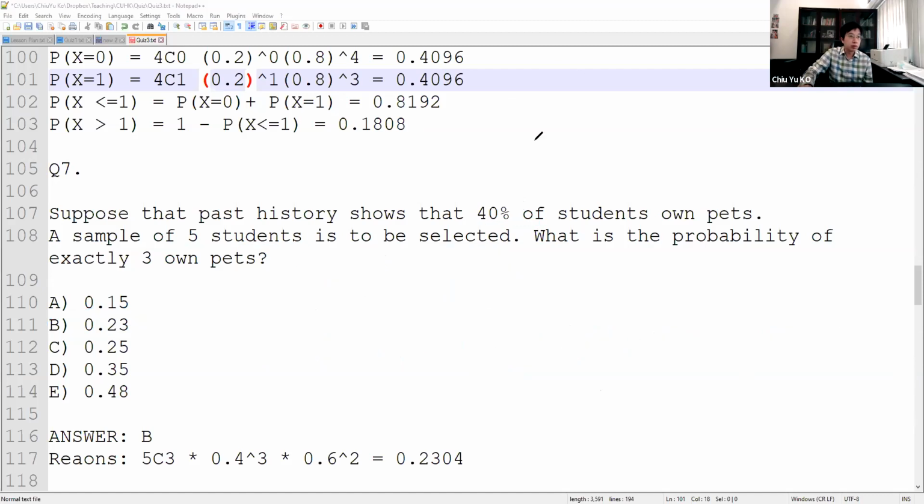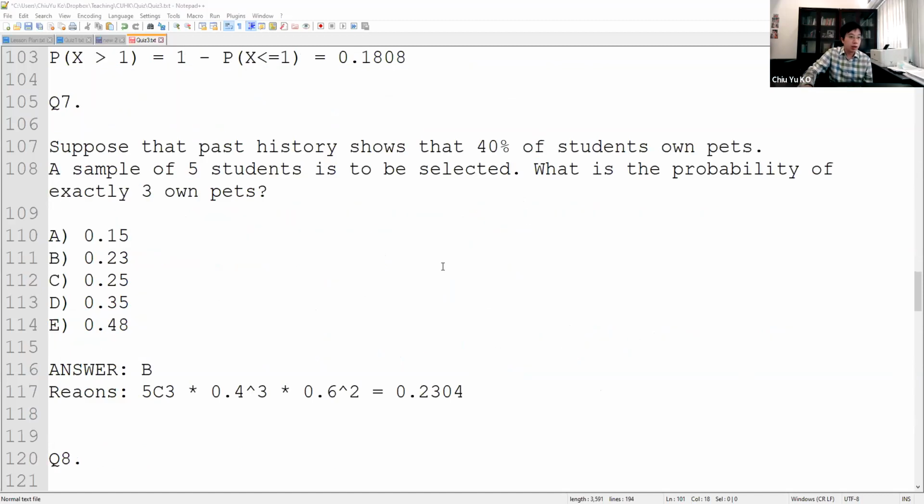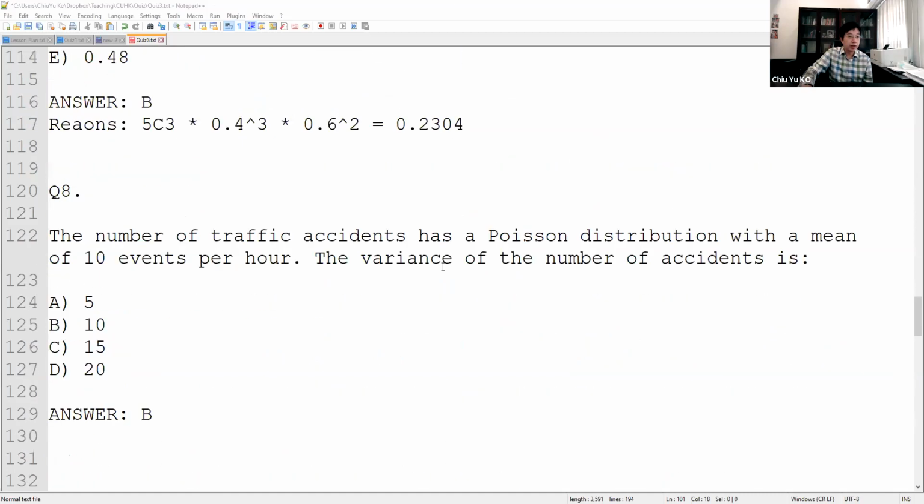So the next one, question number 8, that is easy. Is that the Poisson distribution with mean 10 events per hour? The variance is also 10 because that is a special thing of Poisson, the mean equals its variance. Okay, so no need to do anything further, just one step. I hope this should not be an issue.